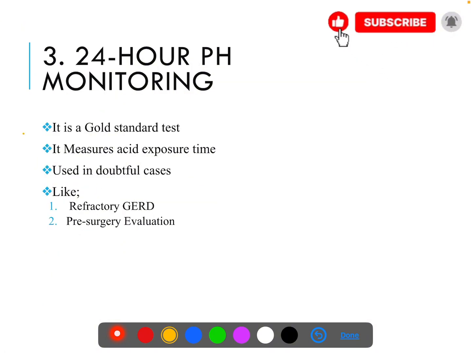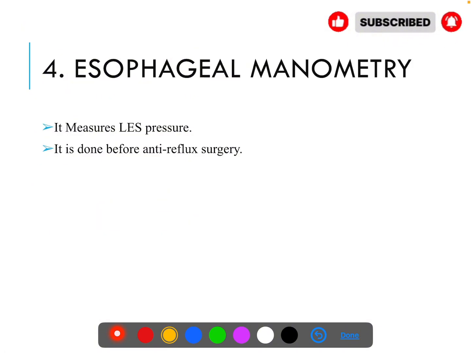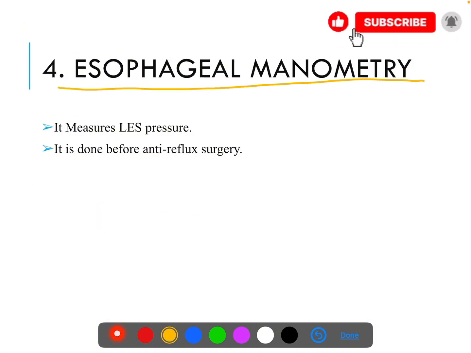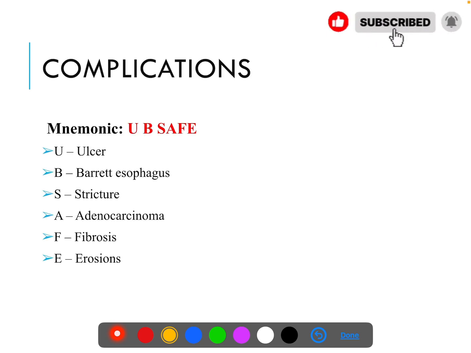24-hour pH monitoring is a gold standard test. It measures acid exposure time. It is used in doubtful cases like refractory GERD, pre-surgery evaluation. So talking about esophageal manometry, it measures LES pressure and it is done before anti-reflux surgery. Those are the diagnostic procedures.